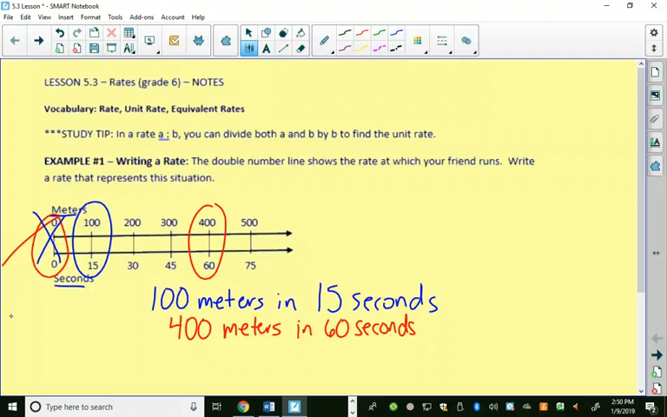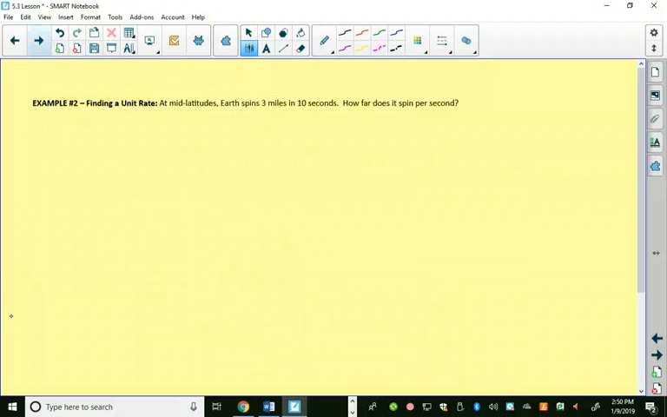If I wanted to continue on to look at example 2, they're asking me now to write a unit rate. Now remember back to yesterday, unit rate is an amount per 1. So if they're telling me that Earth is spinning 3 miles in 10 seconds, okay. 3 miles in 10 seconds, that is currently our rate.